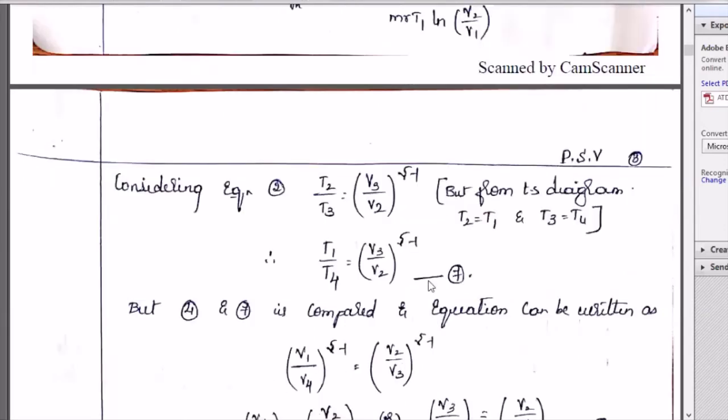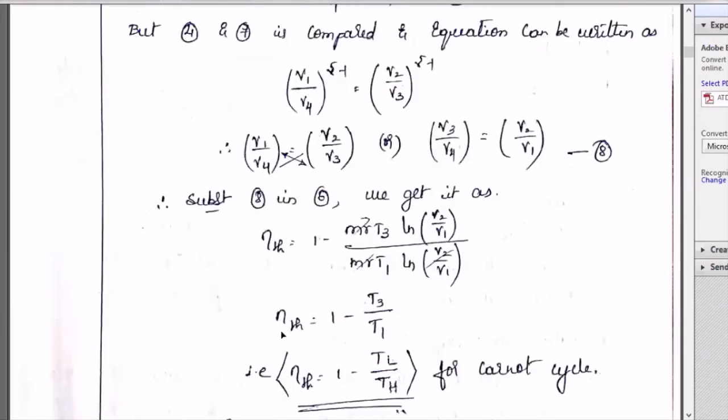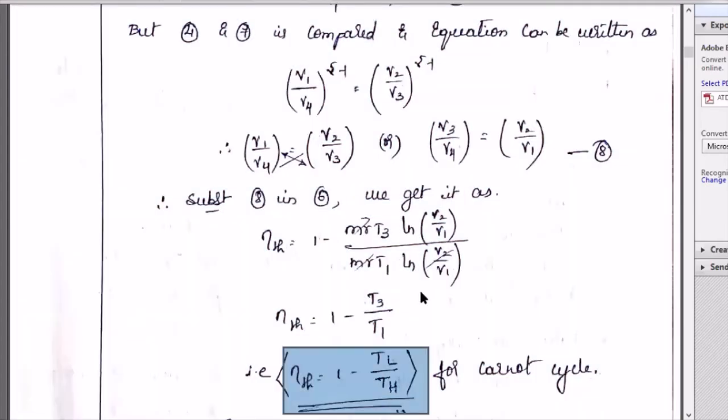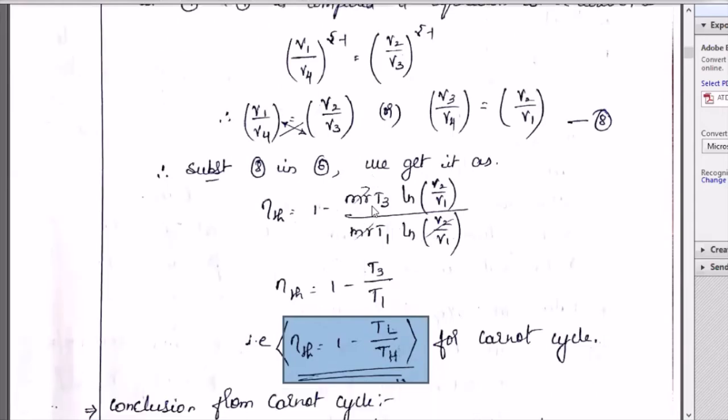Doing the same thing, the remaining equation is thermal efficiency equals 1 minus TL by TH, that is T3 by T1. T3 is the lower temperature, T1 is the higher temperature. This way, we have a thermal efficiency equation for the gas power cycle called the Carnot cycle. So now let us solve the problems on the Carnot cycle. We have 3 problems. Let us solve them, along with the derivations.